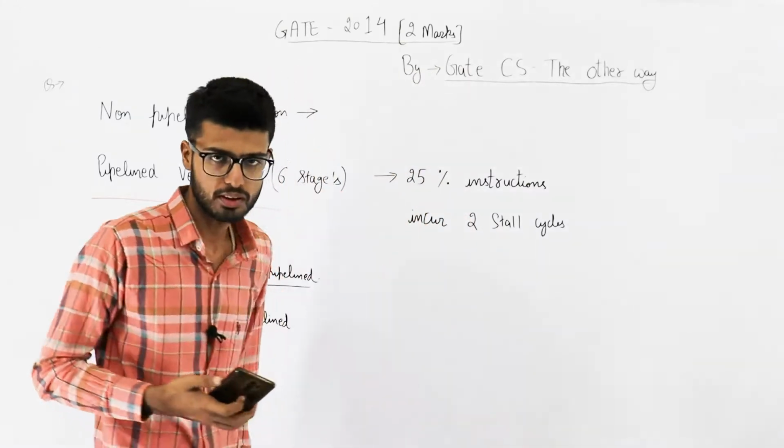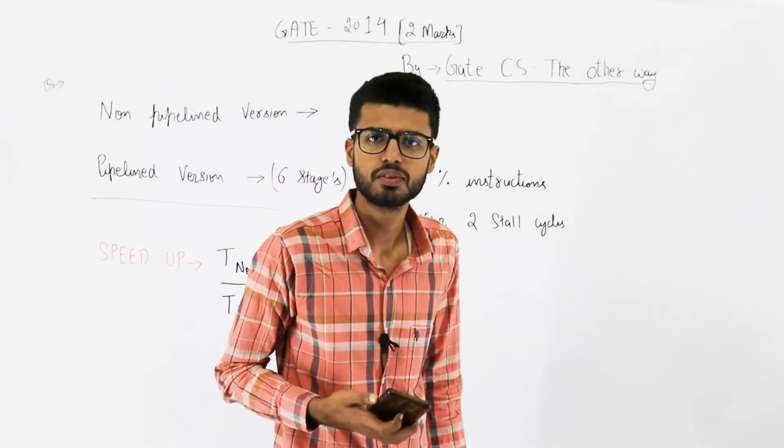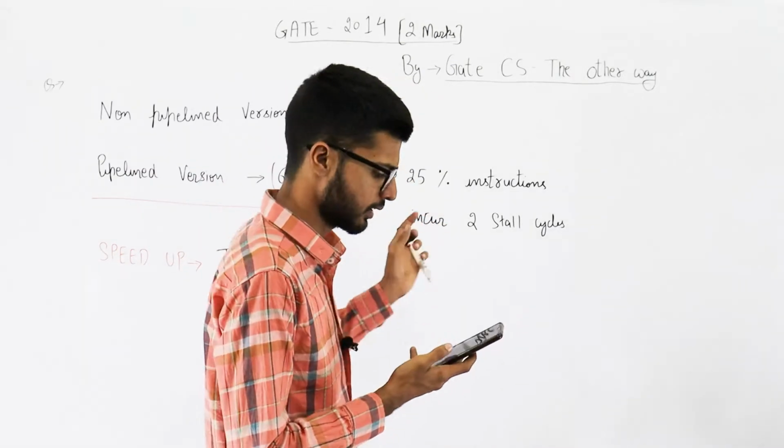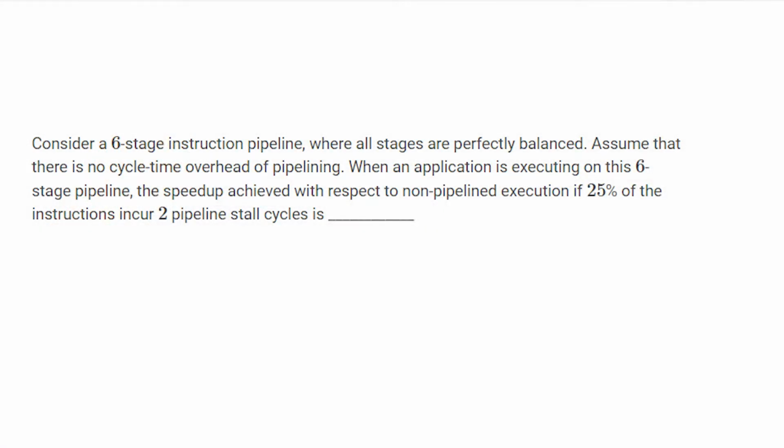Actually, it's from set 1. In 2014, I think 3 or 4 questions were asked from the topic of pipelining. So let's see this one first. Consider a 6-stage instruction pipeline where all stages are perfectly balanced. Assume that there is no cycle time overhead of pipelining. When an application is executing on this 6-stage pipeline, the speedup achieved with respect to non-pipelined execution, if 25% of the instructions incur 2 pipeline stall cycles, is?